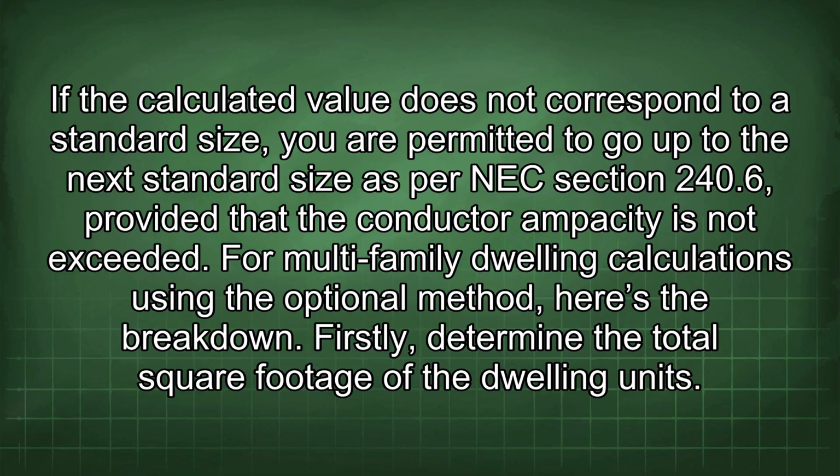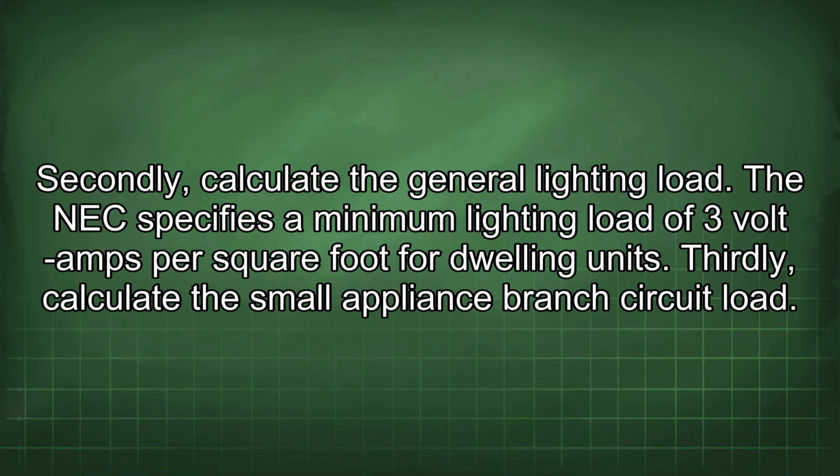For multi-family dwelling calculations using the optional method, here is the breakdown. Firstly, determine the total square footage of the dwelling units. Secondly, calculate the general lighting load. The NEC specifies a minimum lighting load of 3 volt-amps per square foot for dwelling units.